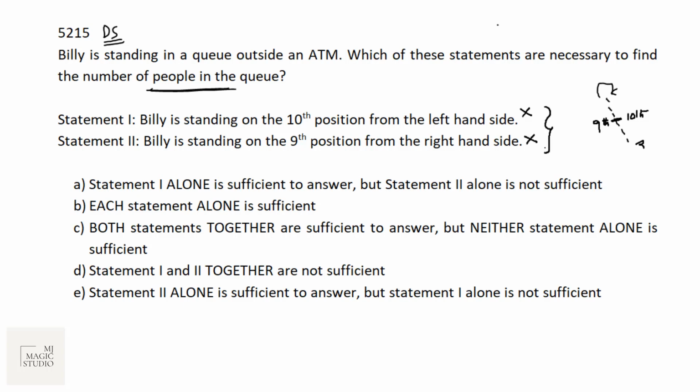But if I combine these two, we know that Billy's position from the left hand side is 10 and Billy's position from the right hand side is 9. We are in a position to find how many people are there in the queue. The number of people in the queue is 10 plus 9 minus 1, that is 18. We can answer if we combine both the statements together. Let's see which option it is. Both statements together are sufficient to answer, but neither statement alone is sufficient. Mark option C.